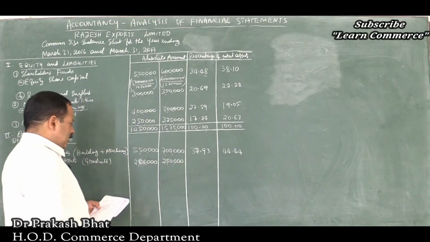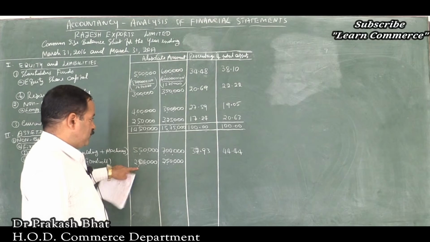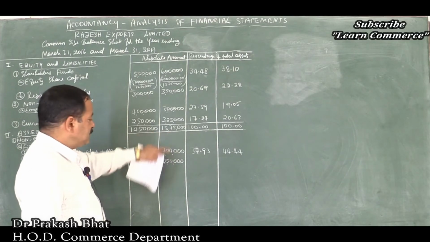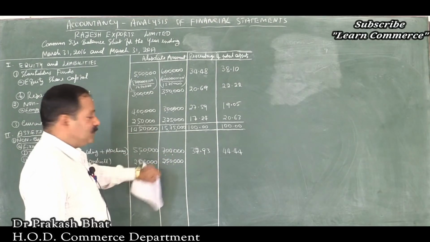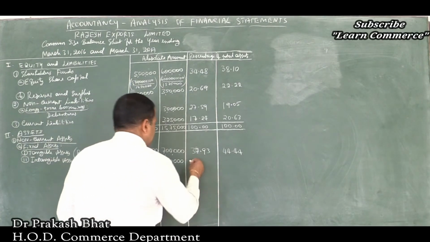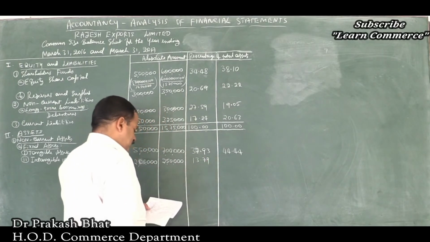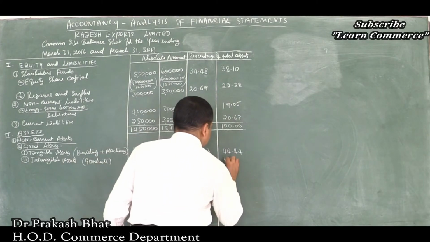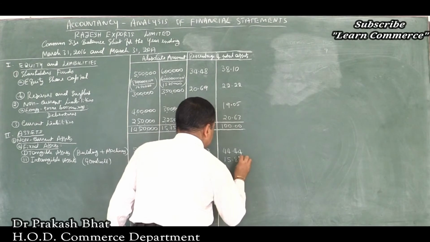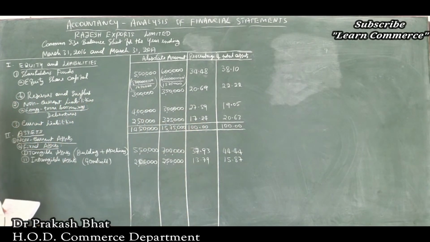Isn't it? Calculate now. 14,50,000 means 100. 2 lakh means how much? Here 15,75,000 means 100. 2,50,000 means how much? So 13.79. And here 15.87. 15.87, right? Yes.